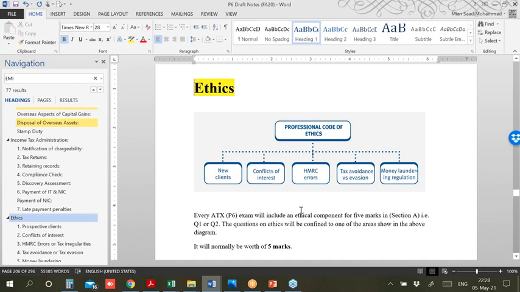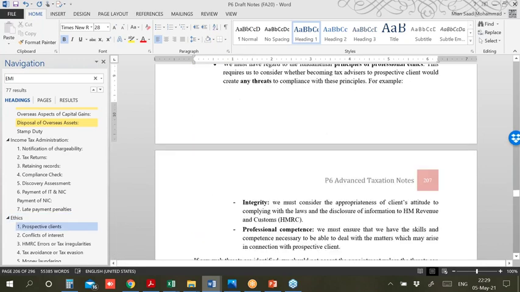For example, HMRC has mistakenly provided you more refund or provided you more grant, because obviously HMRC can make some errors as well. If that is the case, it is our legal responsibility to tell HMRC that you have made an error, so please correct your error. So that can be an ethical issue. Tax avoidance or evasion: my client may be involved in either avoiding the tax or evading the tax. Money laundering: my client might be involved in money laundering. What I have to do in all of these scenarios, you can read under the instructions.